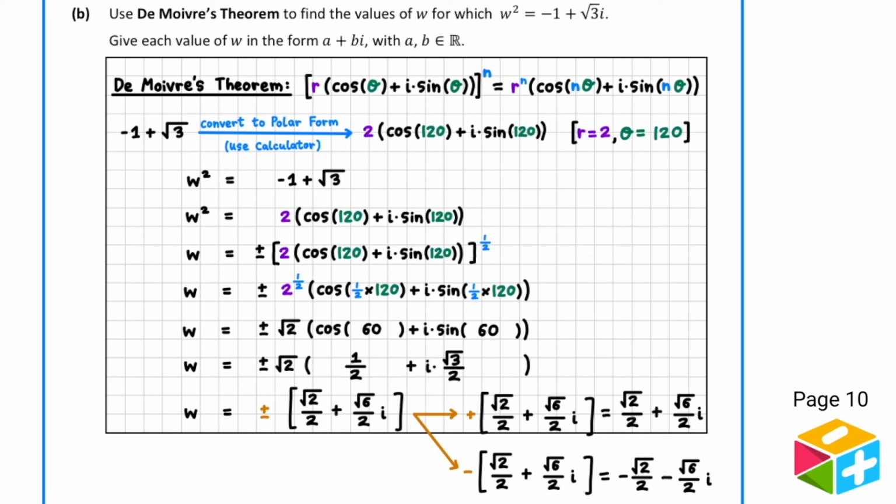Now, we can apply de Moivre's theorem on the right. Here, we have r equal to 2, theta equal to 120, and n equal to a half.